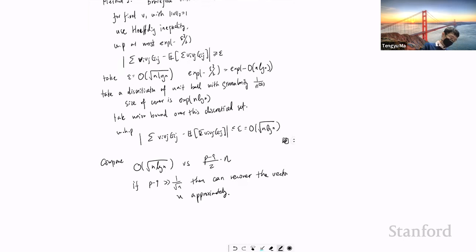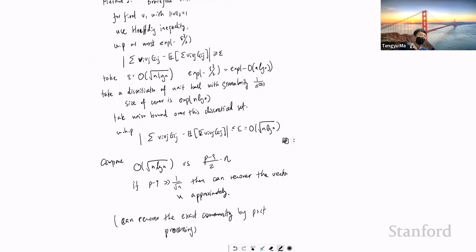So you can actually recover the exact community by some post-processing. What I showed is that you can only recover the vector u approximately, but actually you can use post-processing to get the exact community under certain conditions. I think under the conditions that I'm giving here, you can do it.